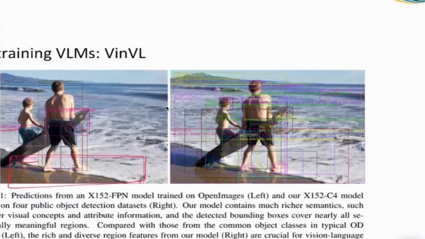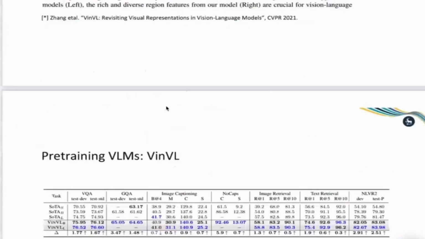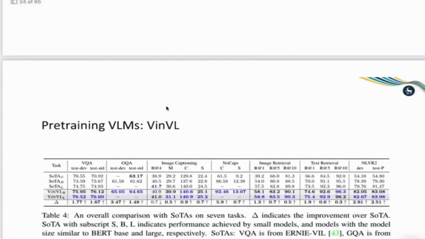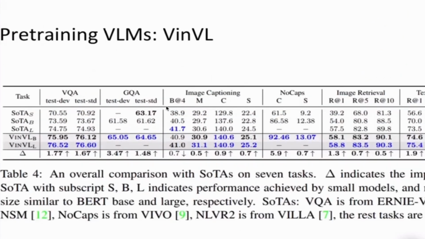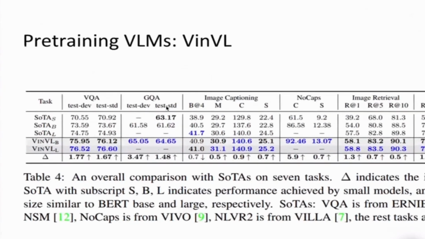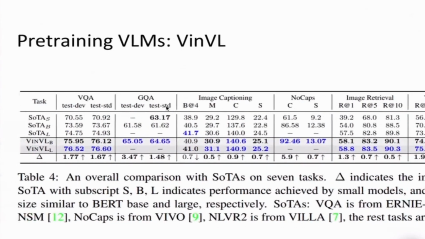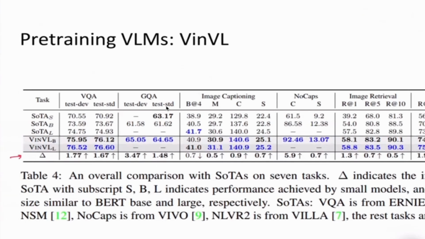So this is what VinVL is, and the backbone is the same as Oscar essentially, or as Unitar, if you like. Okay, and when they came, they became state of the art as well. But the improvements were marginal. So the improvement over Oscar is not that high. So you can see the improvement.